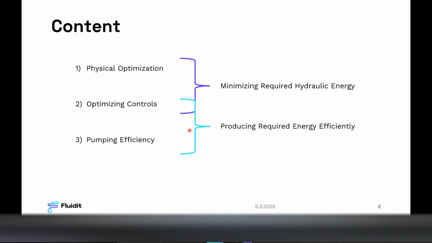I could say that these can be divided roughly into 2 contexts. So the first 2 points, we are trying to minimize the required hydraulic energy. So we're trying to create systems that need as little hydraulic energy as possible. Then with the second 2 steps, meaning the controls are involved in both, we are more trying to produce that energy that we are anyway going to need. We're going to look at how we can produce that as efficiently as possible.